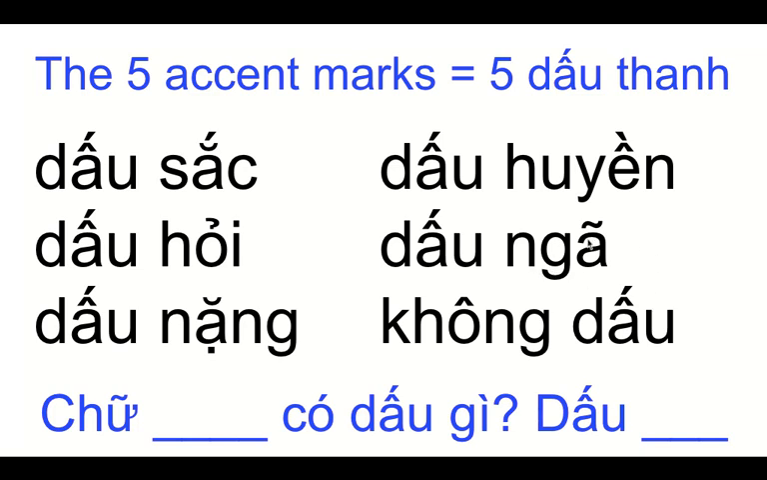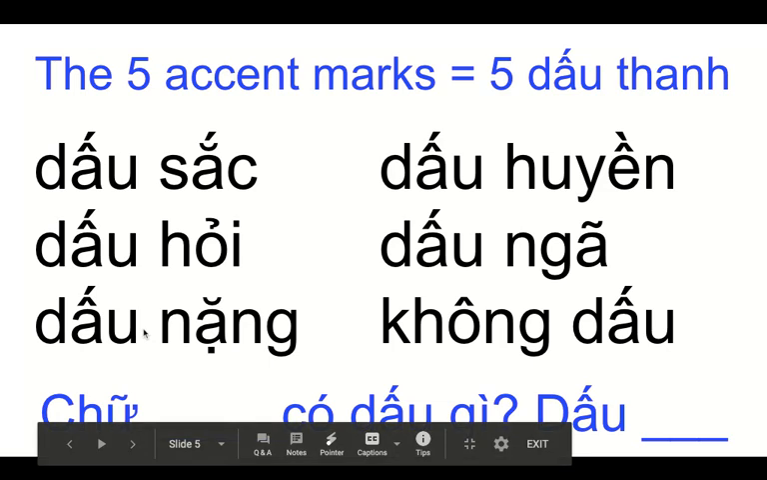Also, dấu ngã, in the north, they say it like that. But in the south, it sounds almost like dấu hỏi. Okay? And so in the south, they say dấu ngã, which almost sounds like hỏi. Right? In the north, they distinguish.